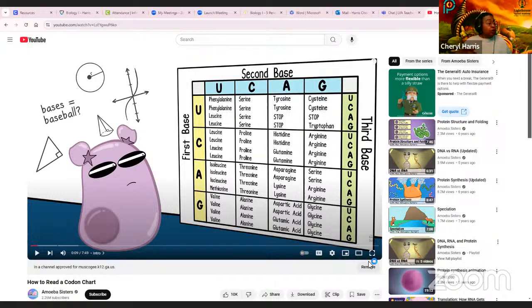The messenger RNA reads it in sets of 3, and those sets of 3 are called a codon. So every 3 nitrogenous bases make 1 codon for 1 amino acid. This chart is saying, let's take that codon, those 3 letters, and figure out which amino acid the DNA wants us to find. Okay, so then I'm going to let the video play. So that's where we are.